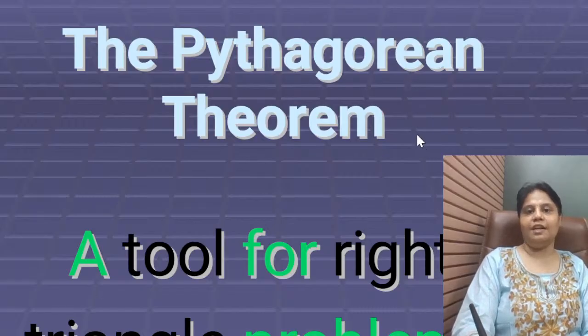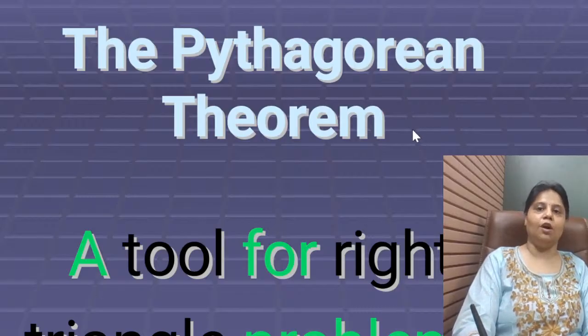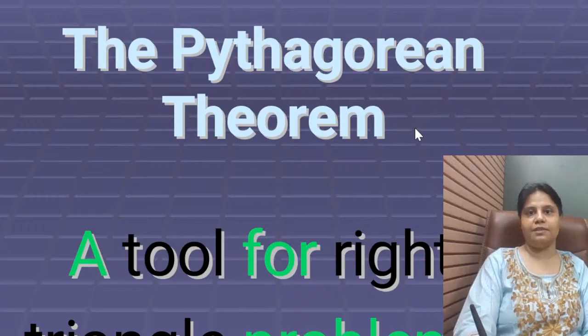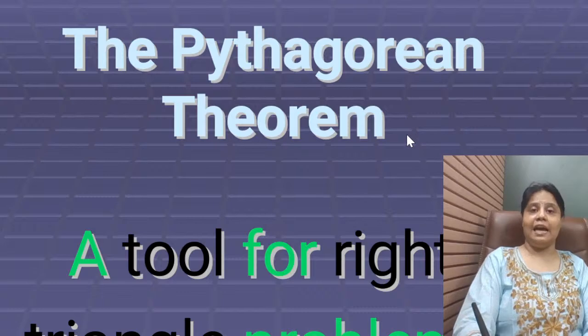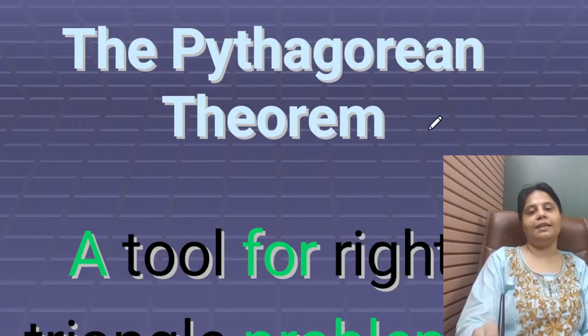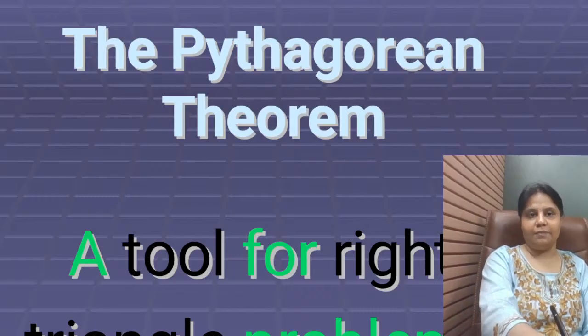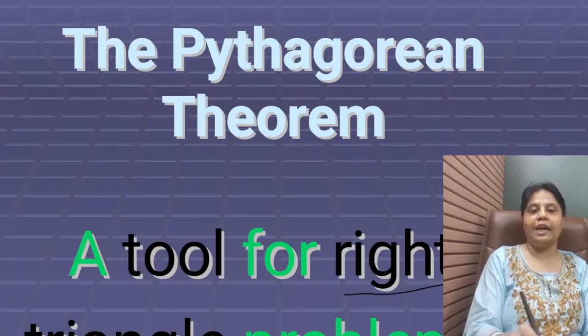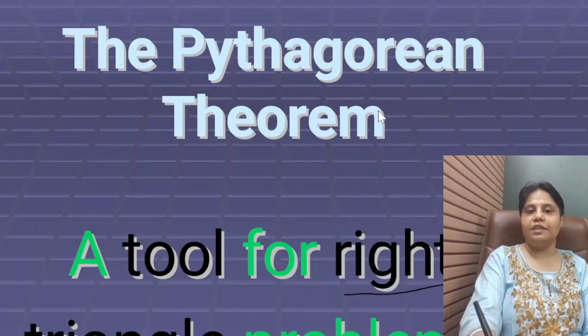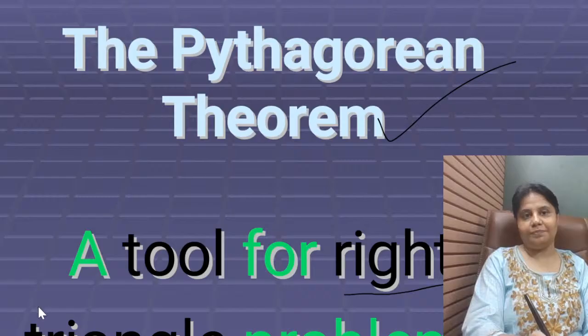As we know, there are 6 types of triangles, 3 on the basis of sides and 3 on the basis of angles. Side-based are the isosceles triangle, equilateral triangle, and scalene triangle, and on the angle basis there are the acute angle triangle, right angle triangle, and obtuse angle triangle. So the Pythagorean theorem is only applicable to right triangles. It is a tool for right triangle problems.